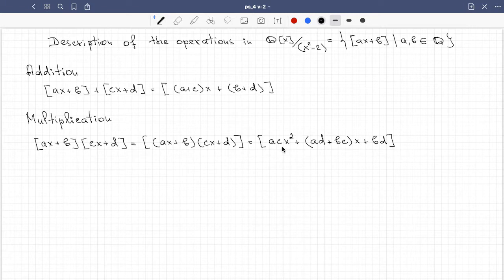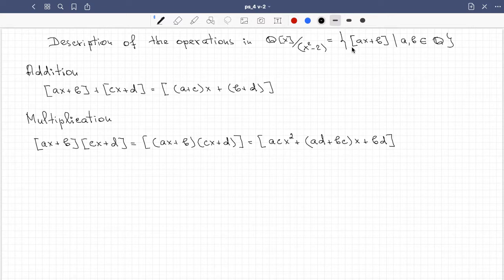Now, however, it is correct, but we're out of the set. This polynomial, if neither a nor c is 0, has degree 2 and is not in this set of polynomials of degree 0 and 1, or 0. This one has degree 2. So in the class of this product polynomial, we have to choose a representative of this shape. How do we do that?